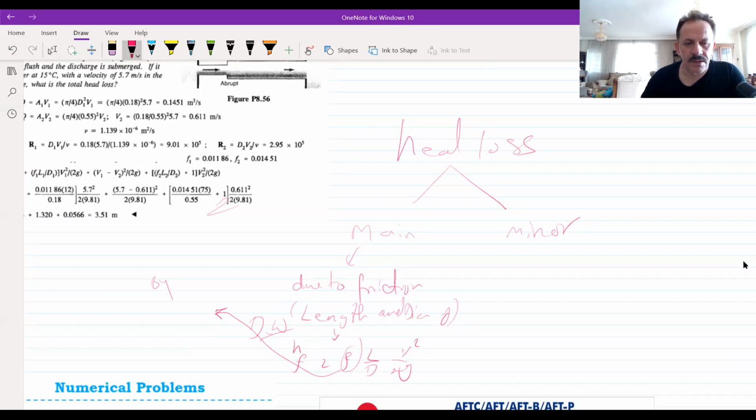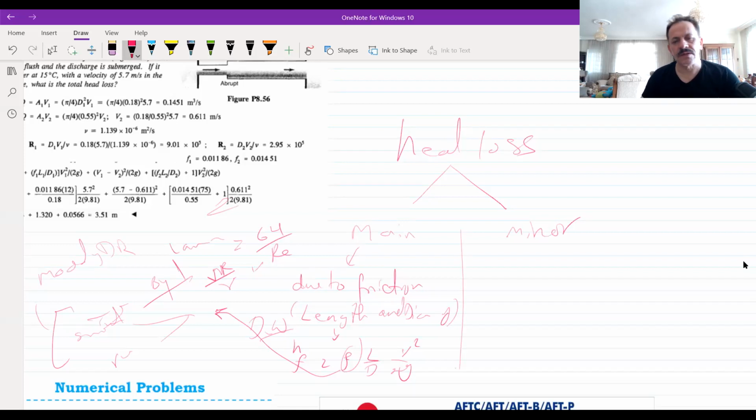This f could be found depending on the type of flow. If the flow is laminar, we will have f equal to 64 divided by the Reynolds number. We know that the Reynolds number is equal to V R over nu. If it is non-laminar, we have either smooth or rough pipes, and this could be controlled by the Colebrook equation or the Moody diagram. This is all we have for the main head losses.